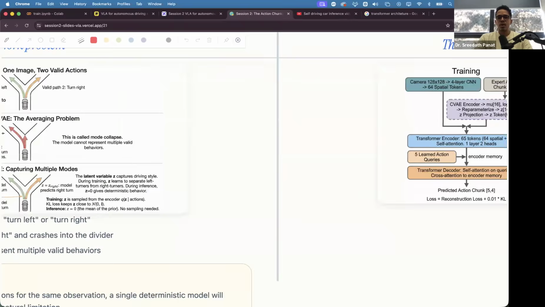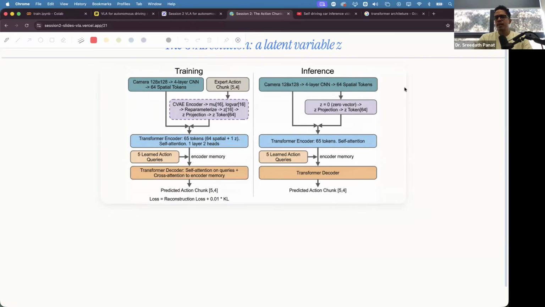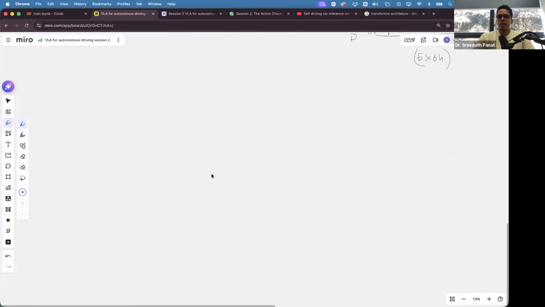So we need a variational autoencoder for this purpose. Now, what exactly is, by the way, a variational autoencoder? We need to discuss that very briefly. A variational autoencoder simply does the following. You have a bunch of input data. Let's say your data is, let's say, a bunch of actions.